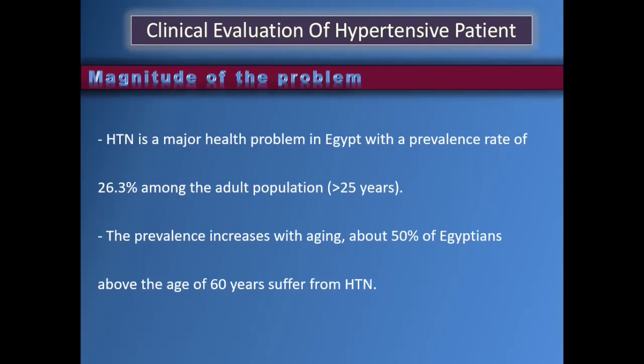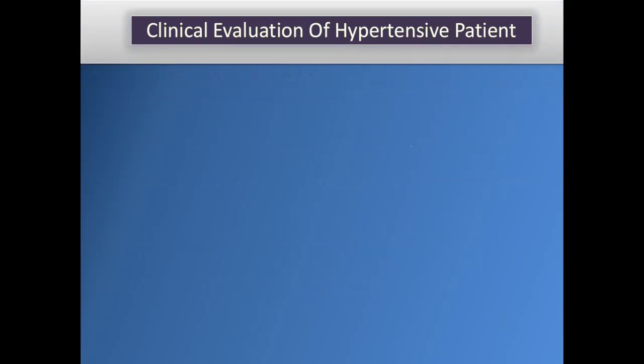Hypertension is a major problem in Egypt with a prevalence rate of nearly 25% among the adult population. The prevalence increases with aging, and the control rate is very poor, ranging from 8 to 10% in our locality. It is not only a poor control rate in our locality, but also even in developed countries, ranging from 6% to 27% all over the world.